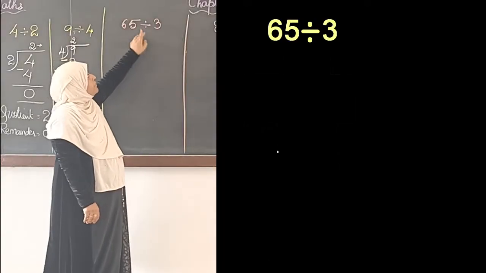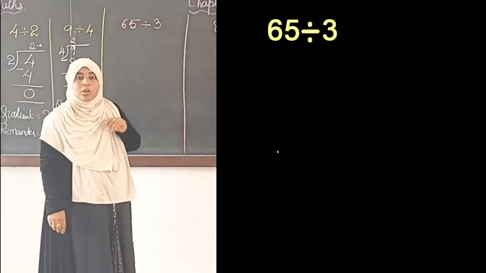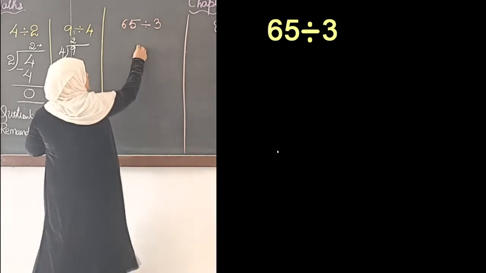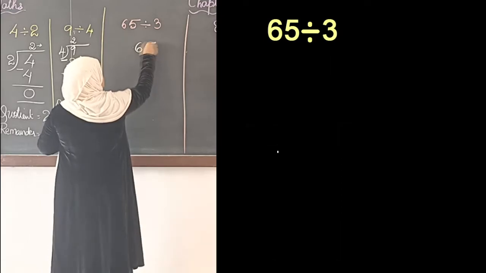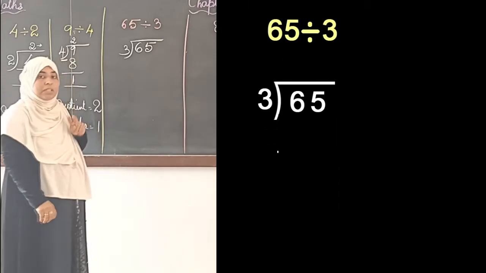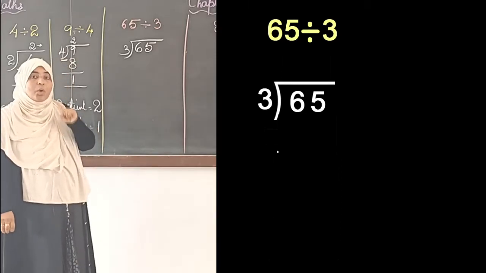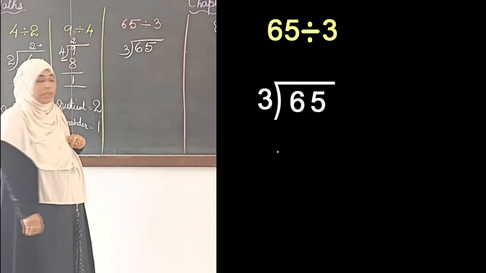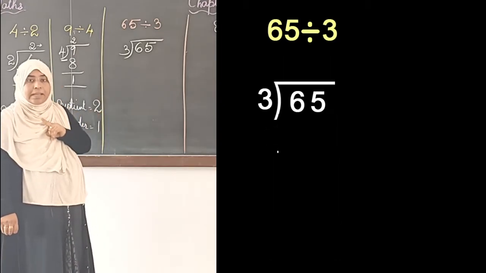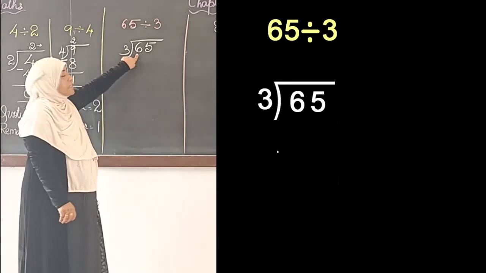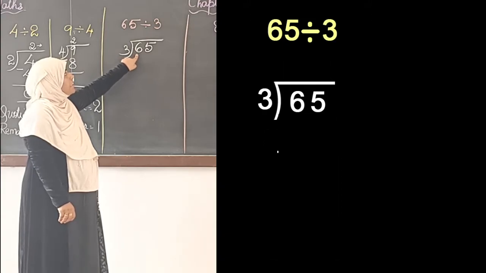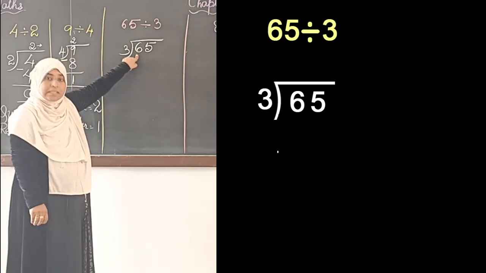65 divided by 3. We'll use long division again to divide 65 by 3. So 65 we will divide with 3. Now when we have 2 or 3 digits, we have to divide 1 digit at a time. So first we will divide 6. We start from the left side. The first digit that we have to divide here is 6.